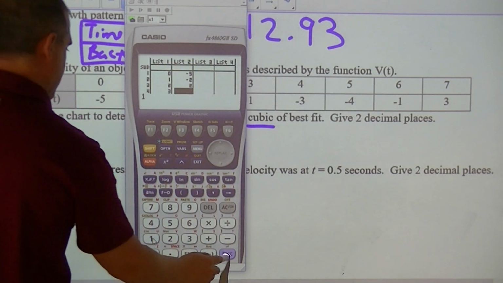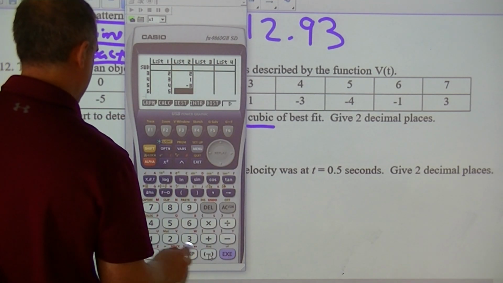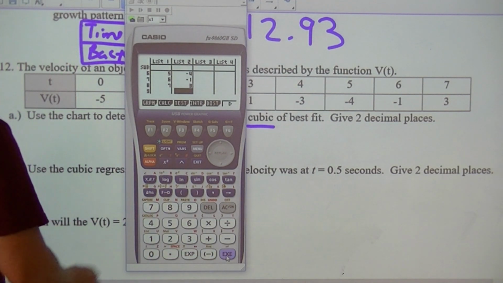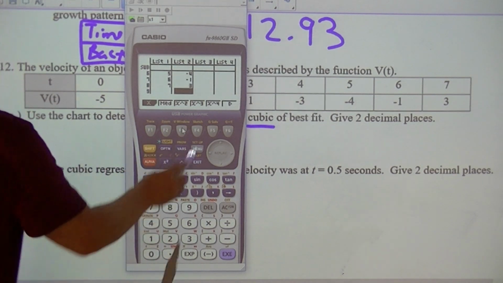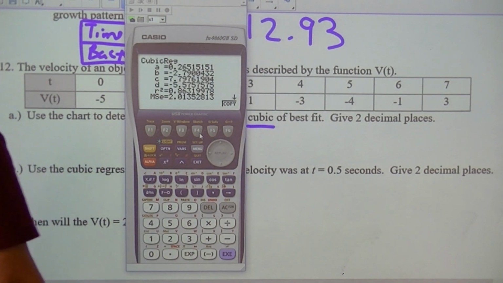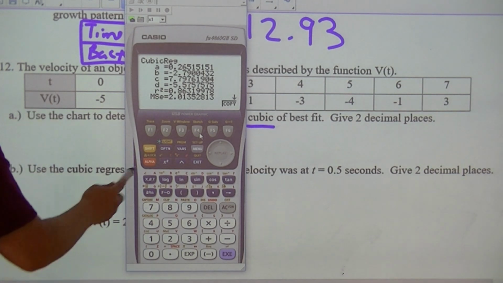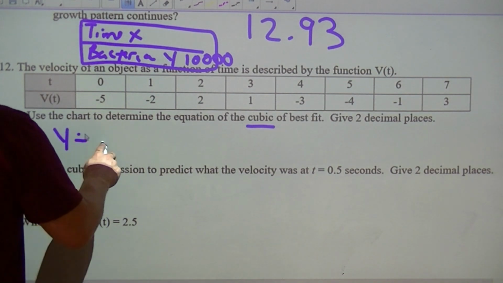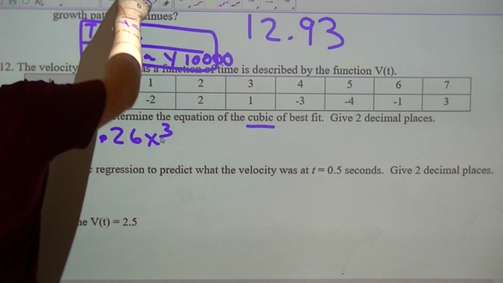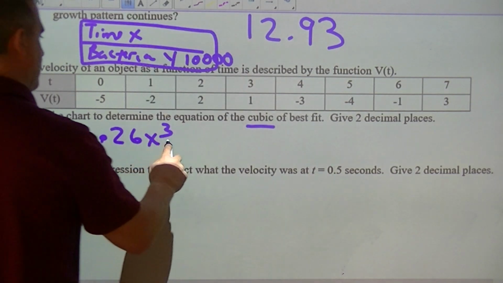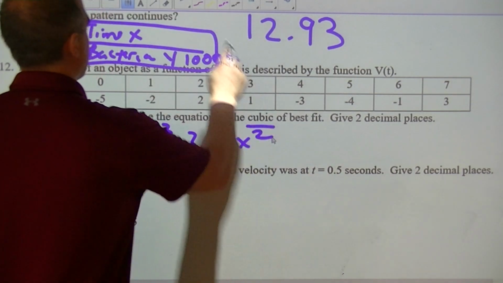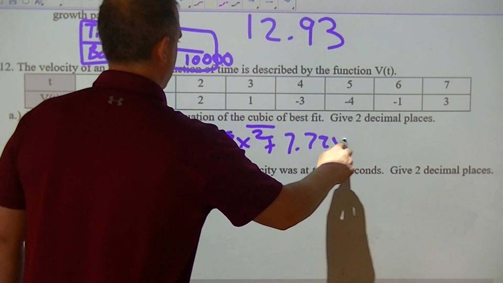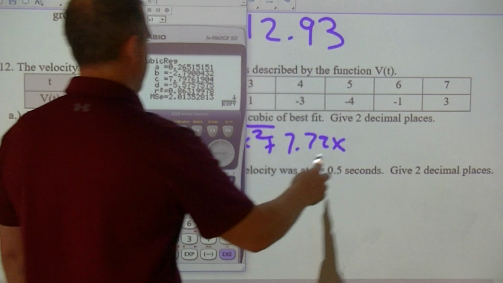All right, 1, -3, -4, -1, and 3. Okay, calc, reg, and since it says cubic, I pick x to the third. Okay, so if I scroll, I can see the kind of equation I want. So it's going to be y equals 0.26x cubed minus 2.79x squared plus 7.79x minus 5.57.